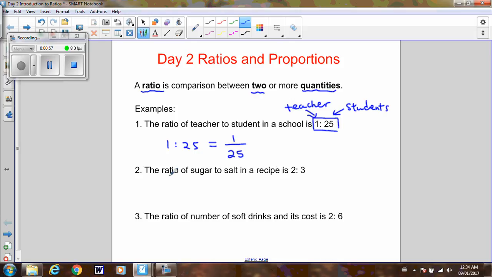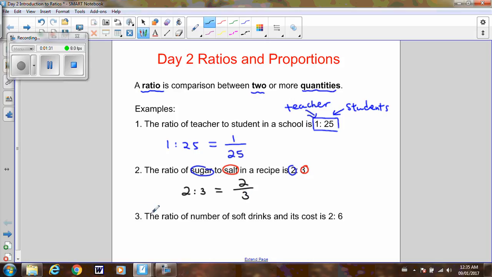The next one says the ratio of sugar to salt in a recipe is 2 to 3. This 2 here would mean the amount of sugar that you need to apply. And I'm going to use a different color here. The 3 here means the amount of salt that you need to apply. So for every 2 spoonfuls of sugar, you need to apply 3 cups of salt, right? Just as before, we can write 2 to 3 as 2 over 3.